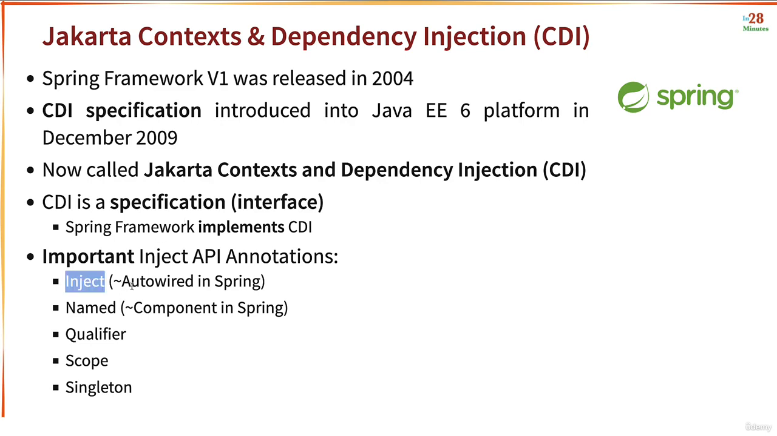Inject is very similar to AutoWired. Named is very similar to component. Qualifier, scope, and singleton are very similar to corresponding annotations with the same names in Spring. Let's now see an example where we'll make use of CDI.